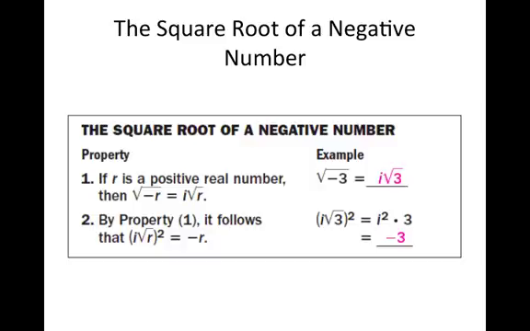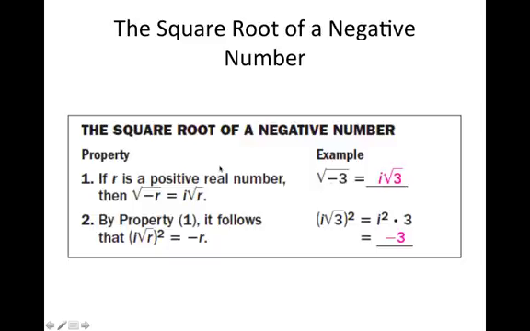If r is a positive real number, then the square root of negative r is equal to i times the square root of r. So the square root of negative 3 is equal to i times the square root of 3, because it's the same thing as having the square root of negative 1 times the square root of 3. Square root of negative 1 is i.